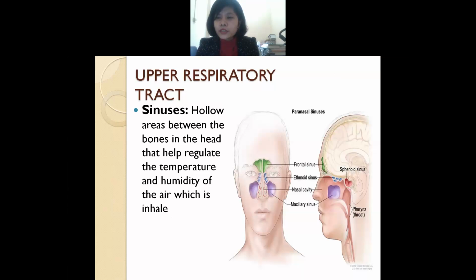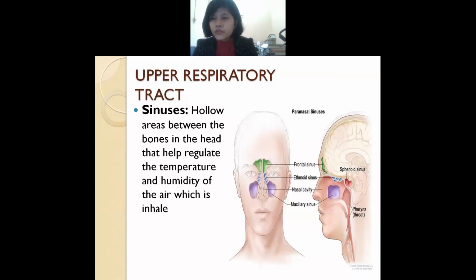They will make it adjustable so that your body will be able to adjust to the temperature. These sinuses help in maintaining the temperature balance so that your body can adjust when you inhale air. These sinuses also help in maintaining the humidity of the air. Is it clear?